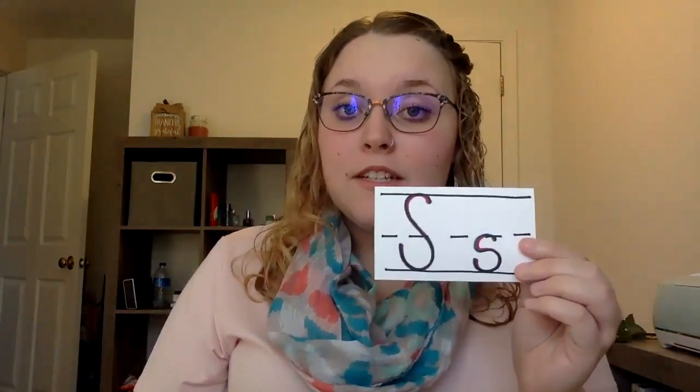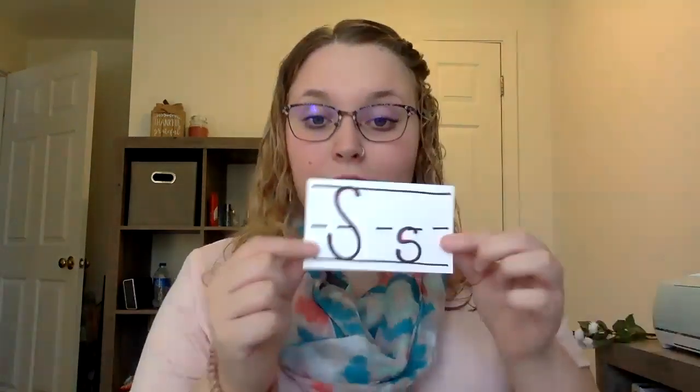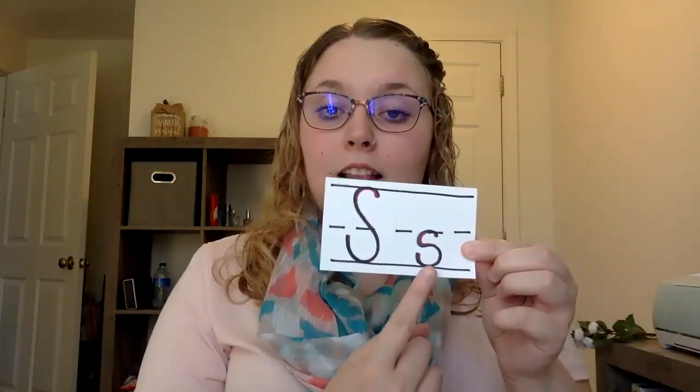After R comes S. Miss Hughes's first name starts with the letter S. Starting a little bit below the top line, you're going to make a curve. For our lowercase s, starting a little bit below the middle line, make a curve. There we have the uppercase S and the lowercase s.